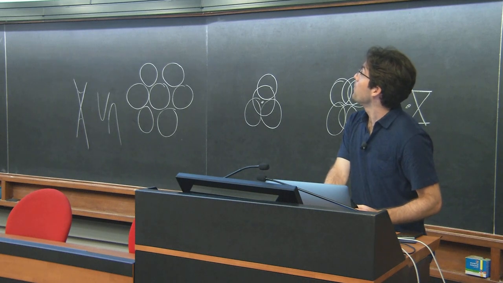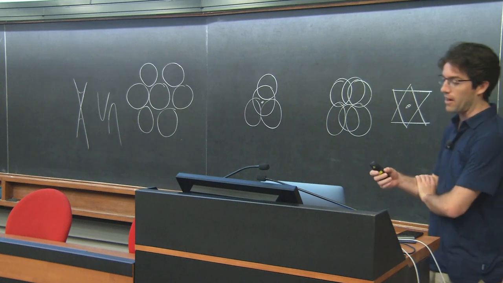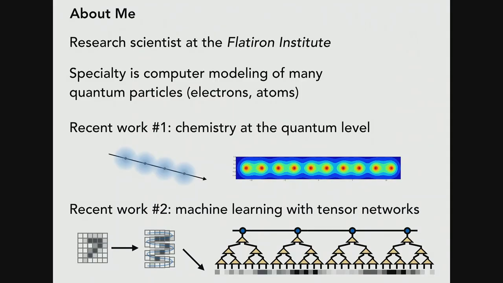Let me just quickly introduce myself. I'm currently a research scientist at this new place called the Flatiron Institute, and I'll tell you a bit more about that. My specialty is developing software and algorithms to model the many-electron problem, the many-body problem. One thing I'm working on right now is a follow-up on some work I did last year using DMRG tensor network methods to do quantum chemistry. This is partly just to say that these are very broad methods. You can apply them to lots of things. But I've also been working the last few years on applying them to do machine learning, and I'll tell you a lot more about that.